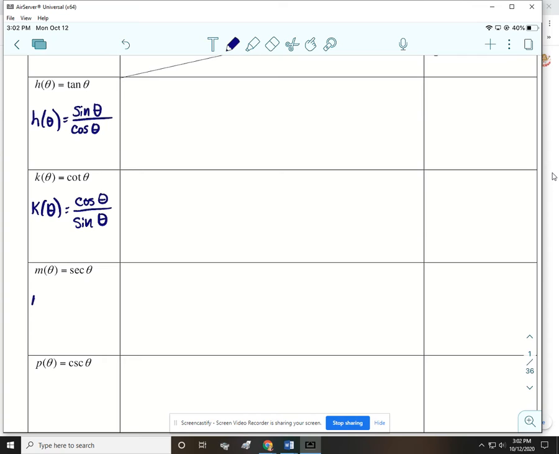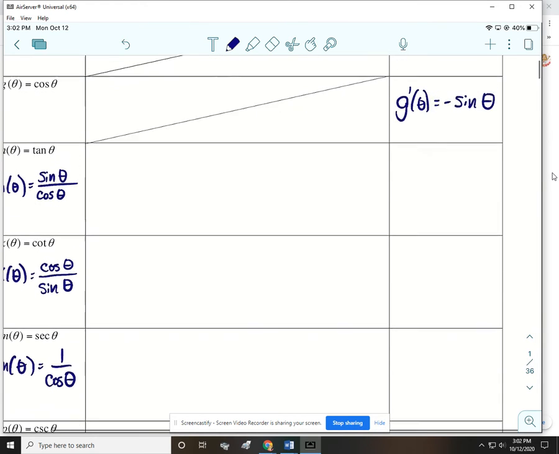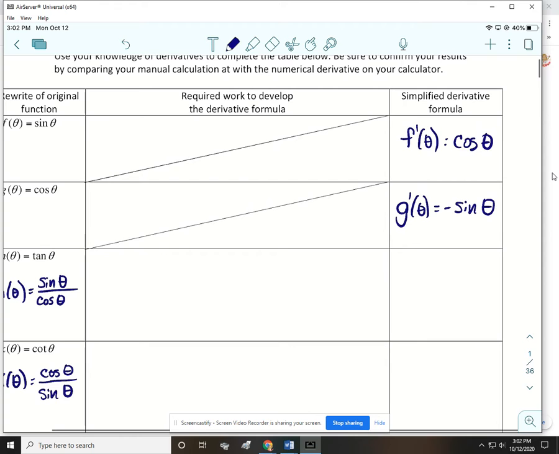All right, and then for secant, we're going to rewrite that as 1 over cosine of theta. And then for cosecant of theta, we're going to rewrite that as 1 over sine of theta. And then use the quotient rule on those to figure out their derivatives. So go ahead and pause the video, do your work in the middle, and then write the answer at the end like we did for the first two.